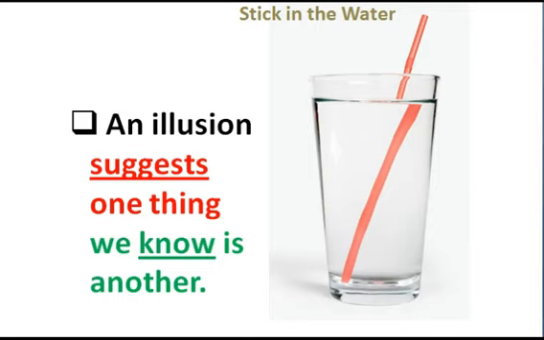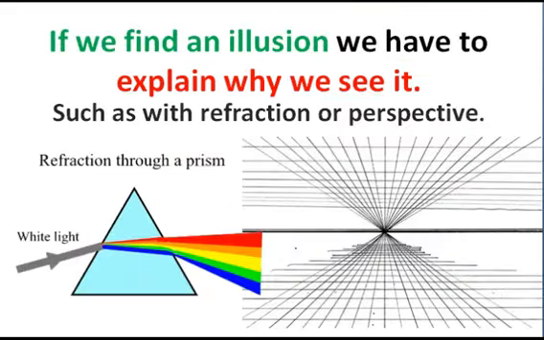And here's an example of the stick in the water illusion. What is an illusion? An illusion suggests one thing we know is another. And if we find an illusion, we have to explain why we see it. We can reference things like refraction or perspective.